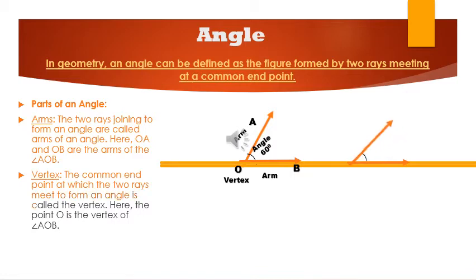In this example, OA and OB are the arms of the angle AOB. And the angle AOB is 60 degrees. Vertex: the common endpoint at which the two rays meet to form an angle is called the vertex. Here, the point O is the vertex of angle AOB. In the second example, angle AOB, arms are OA and OB. Vertex is O and the angle AOB is 45 degrees.